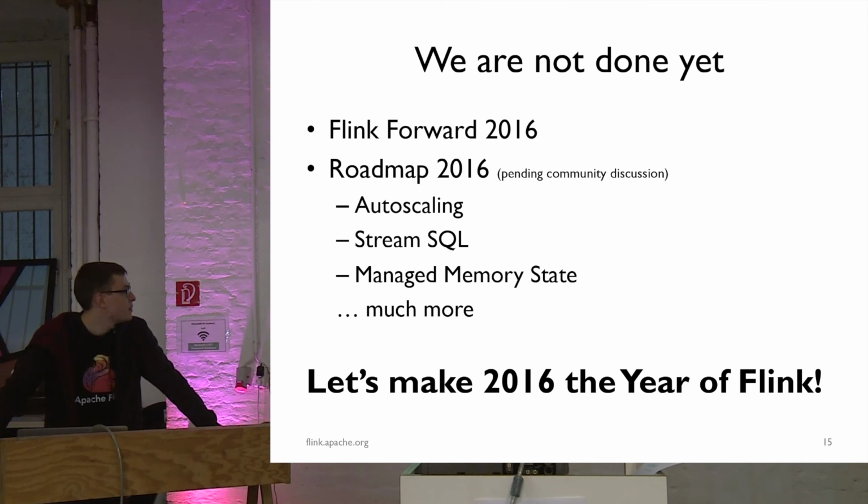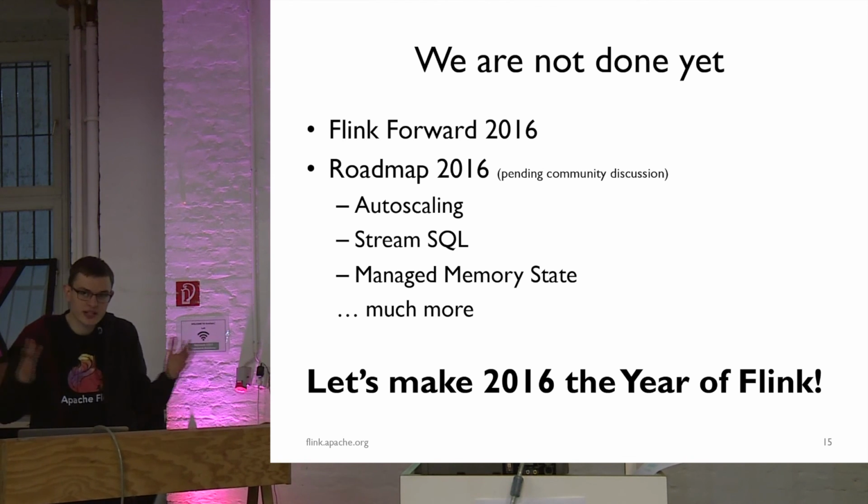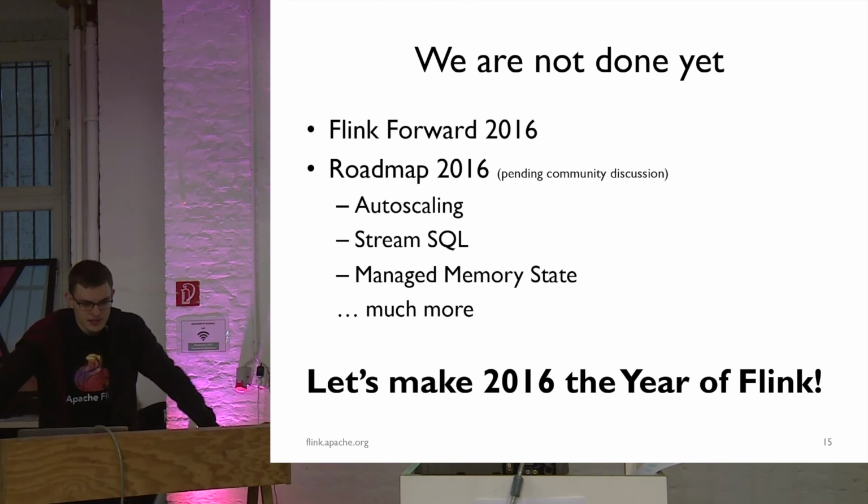And today we started discussing the roadmap for the features for the next year on the mailing list. Some of those are auto-scaling for streaming, so that we can shrink and scale the cluster depending on the load. Then stream SQL and also SQL for batch, and managed memory state, so that we represent the state more efficiently and more robustly using managed memory on the JVM, and much more. So that's the roadmap, and that's my review of the year.